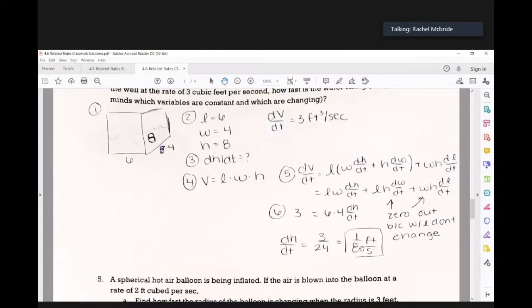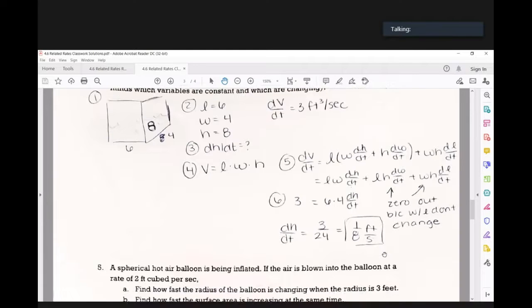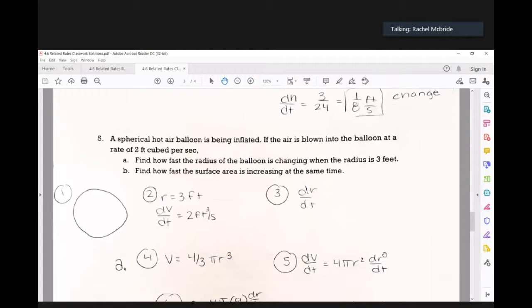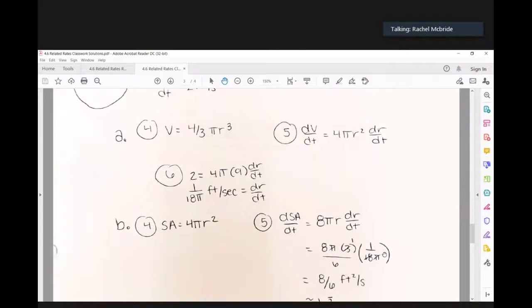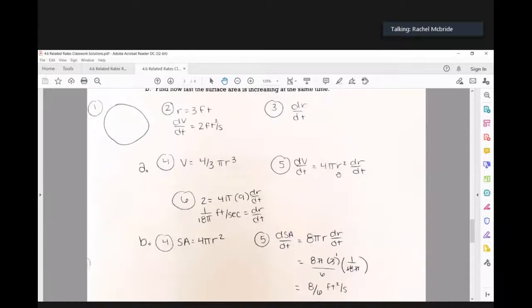Okay, final answer here was 1/8 feet per second. And then I feel like we never actually did a sphere, so here's all the work for a sphere. Can't quite zoom out enough. There we go.